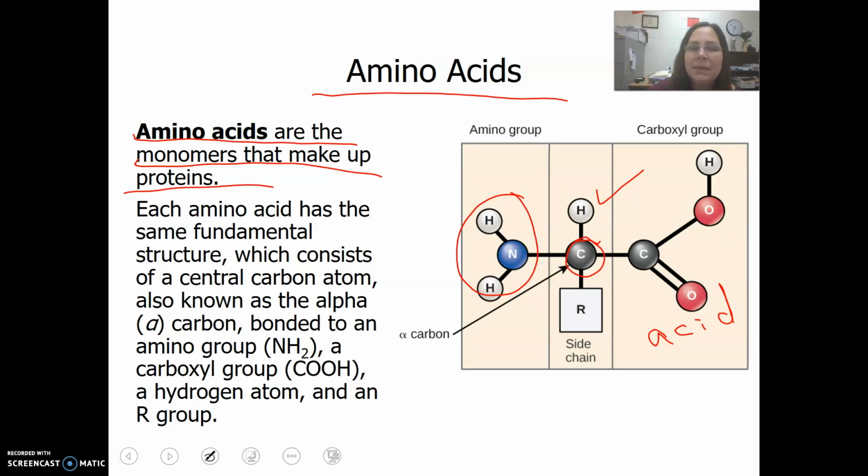The amino group makes it an amino, and the carboxyl group makes it an acid. There are 20 different amino acids, and every amino acid has an R group, which is a variable group. R can be any element or any group of chemicals. Each of the 20 amino acids has a different R group.